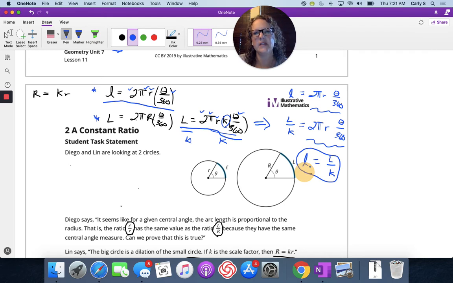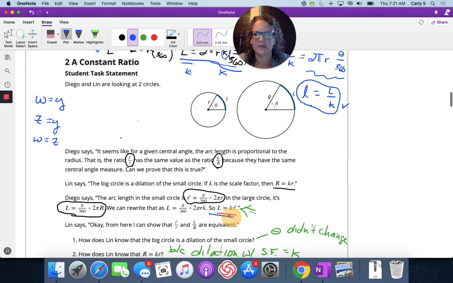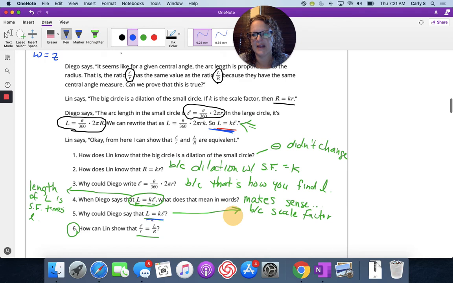It's just like saying that, let's say W equals Y and Z equals Y. Well, since they both equal Y, W equals Z. I have L equals Y and L over K equals Y, so L equals L over K. Okay, so that's how we come up with this part and this part.